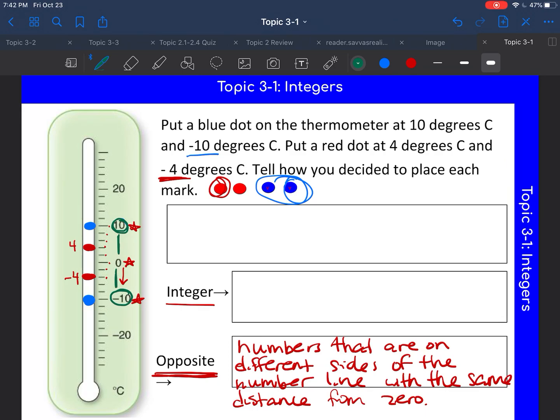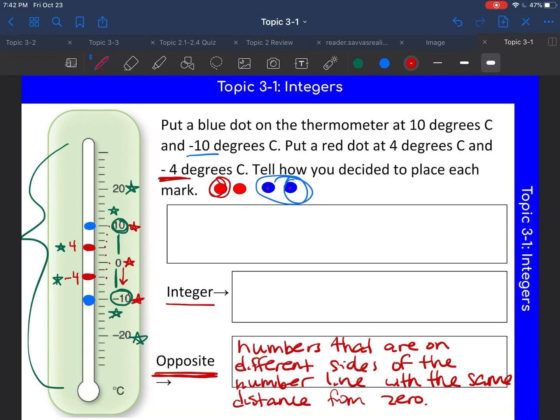Same goes with 4 and negative 4. 4 is 4 away from 0, and negative 4 is 4 away from 0. What is another pair of opposites that you see on this thermometer? Well, another pair could be 20 and negative 20, or it could be 14 and negative 14, okay? As long as they're the same distance from 0, they are always opposites.